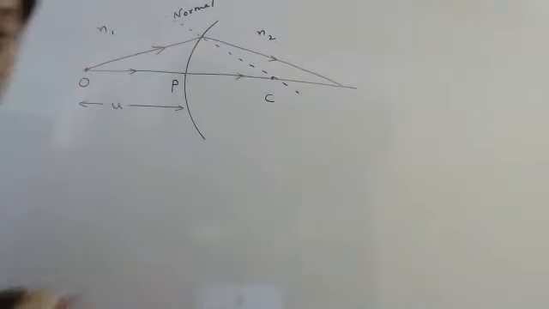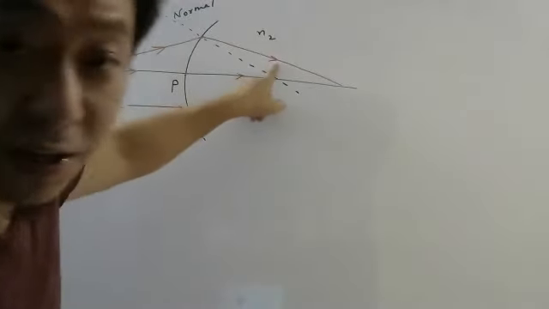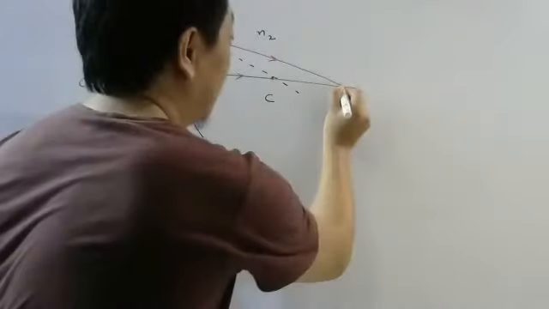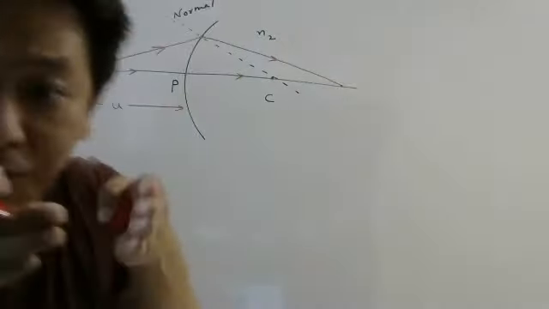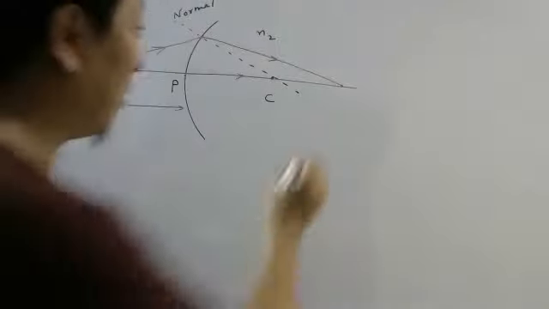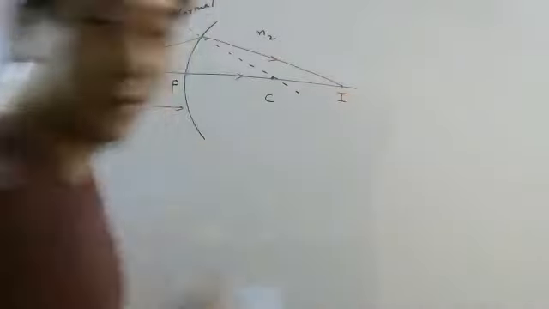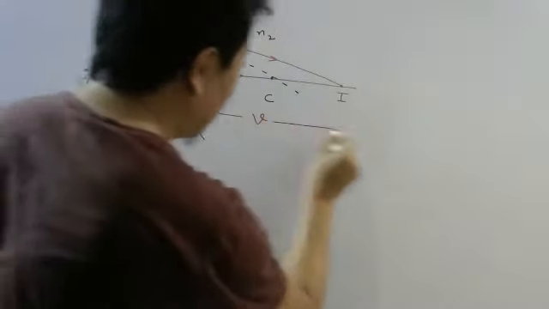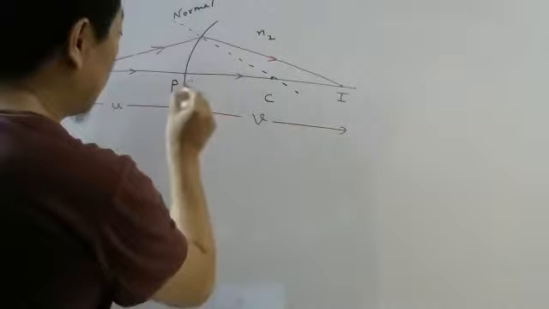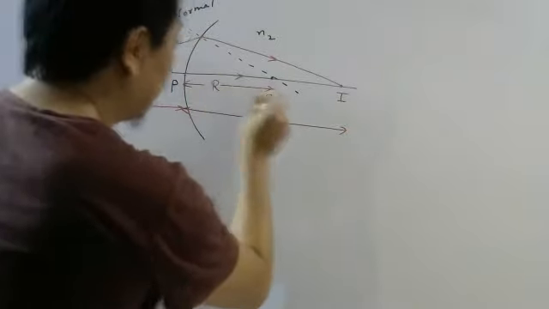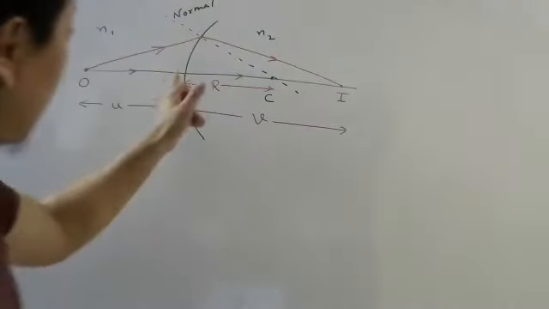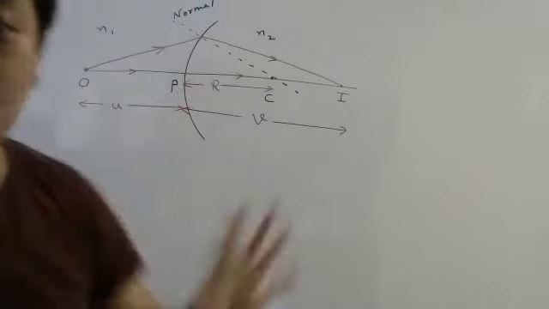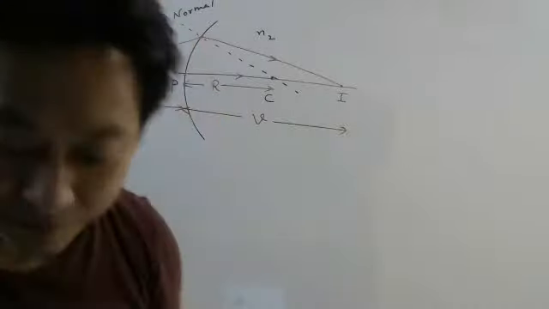Okay. So you can see this refracted ray and this refracted ray meet at this point, right? And wherever refracted rays meet, that is what we call the image. Okay, students. And from the pole to the image is the image distance. From the pole to the center is the radius. Obviously, from the surface to the center of the sphere will be the radius. So this diagram you have to draw neatly. That is the main thing.